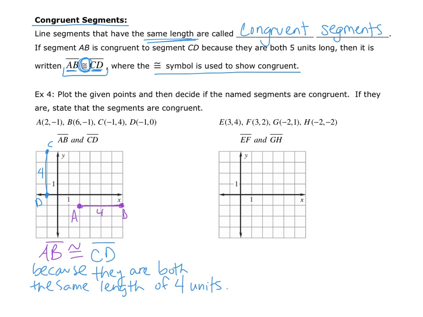Now for this last one, I would like you to do this one on your own. So draw the two segments first, so EF and GH, and then you want to compare the lengths of each of them to see if they are congruent or not.